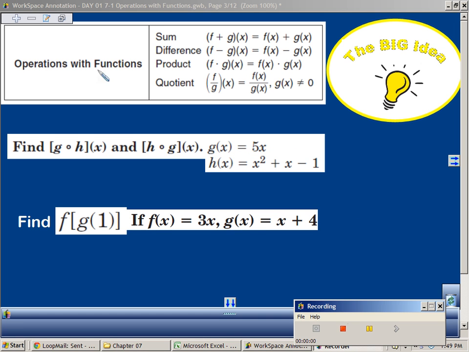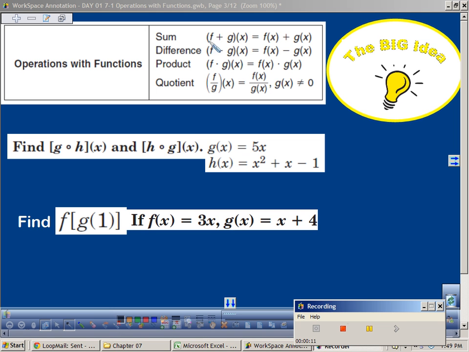We're going to look at operations with functions. The only thing you need to see on this screen, you really don't need to write anything down, is that it can be written two different ways. If I've got one function plus another function, it can be written as the function of x plus the function of g. If I'm subtracting two functions, it can be written as f of x minus g of x. Multiplying can be written f of x times g of x, and the quotient or division could be written f of x divided by g of x.